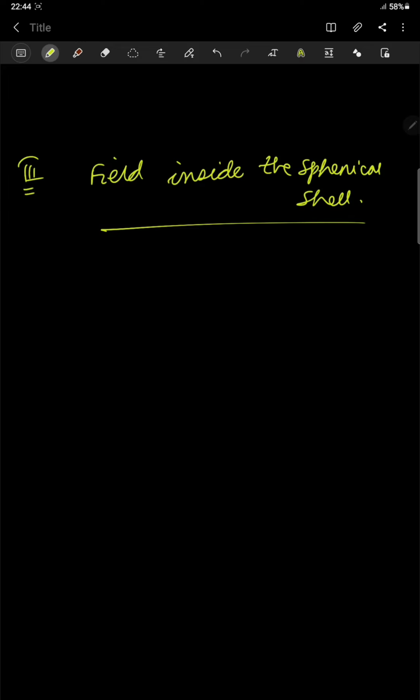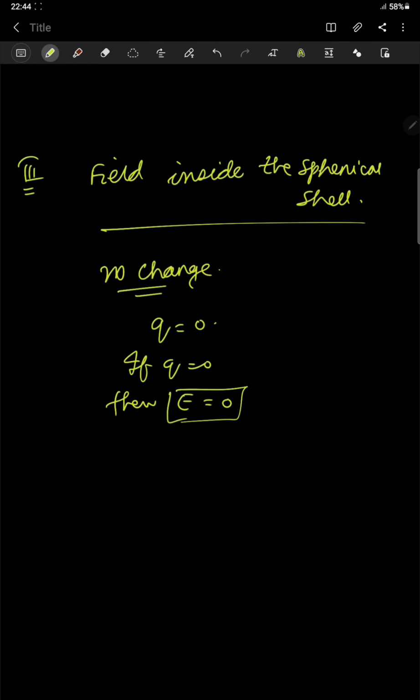Okay, now if we go for the third region, that is the field inside the spherical cell. Here inside the spherical cell, is there any charge? No charge is present inside the spherical cell, that is q is equal to 0. So if q is equal to 0, then what will be the electric field? Yes, you are correct, your electric field is going to be 0 in this case.